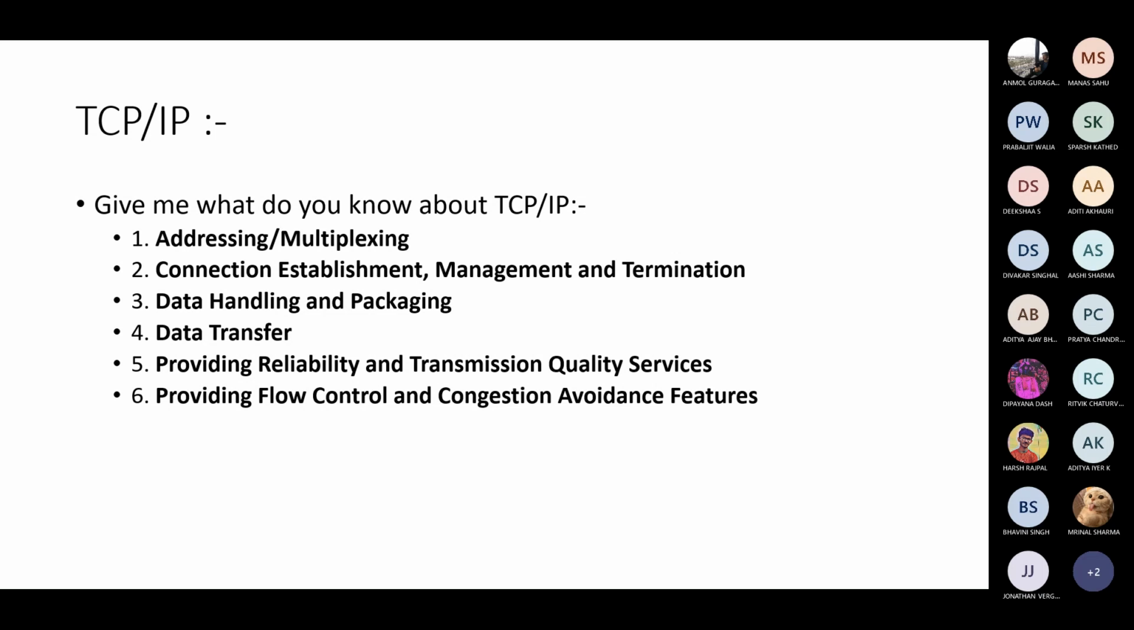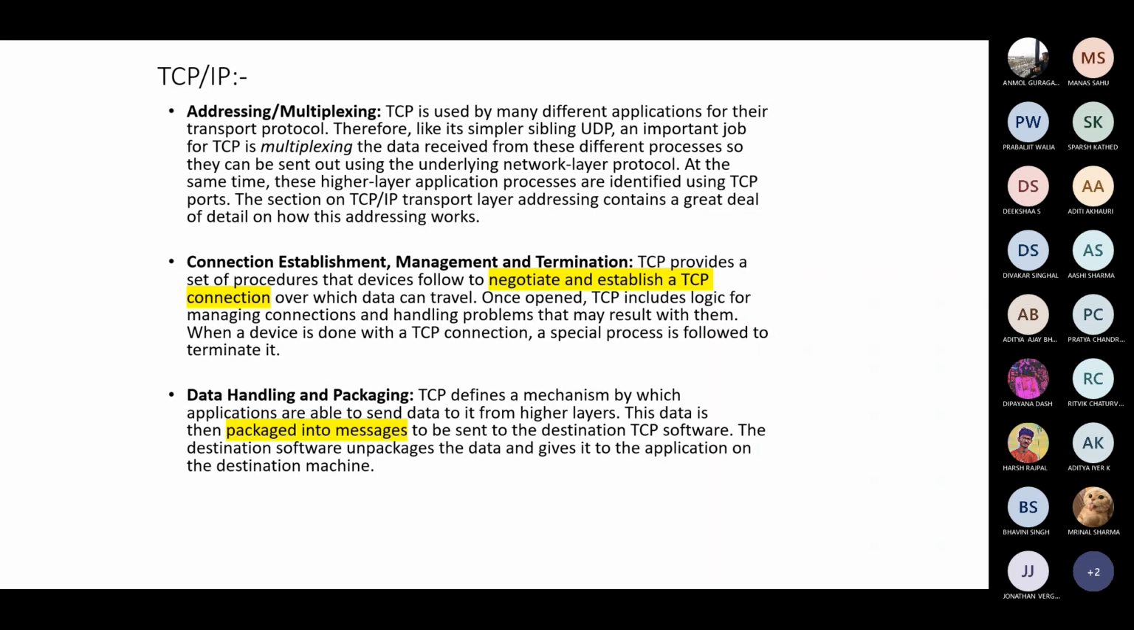Providing proper flow control. Next, TCP. All these things are explained in detail here. Addressing and multiplexing. I told you what multiplexing is. More users will be receiving the information there, and here it is a very much simpler sibling. It has a sibling here called UDP. I told you that UDP is a connectionless protocol, whereas TCP is a connection oriented protocol. That is why we need to establish a physical connection between the sender and the receiver, and connection establishment, management and termination is to be properly checked.